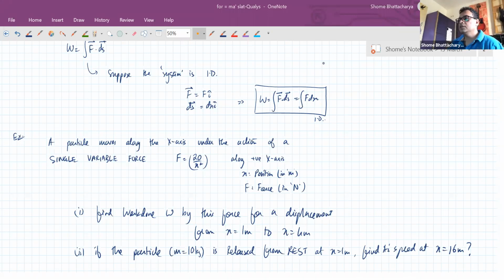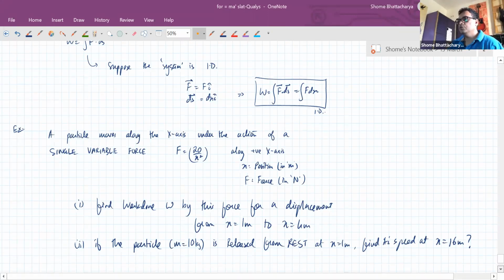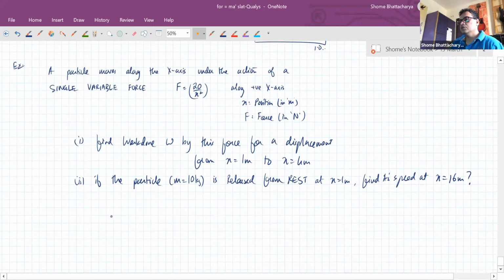It looks like the work done will be positive. I'll show you why it's positive. Work done we will calculate by the general formula F dot ds, but here that will become F dx because the force is also along x-axis and the displacement is also along x-axis.